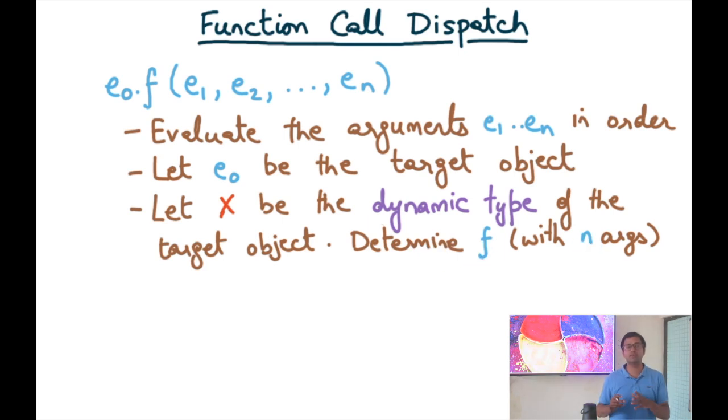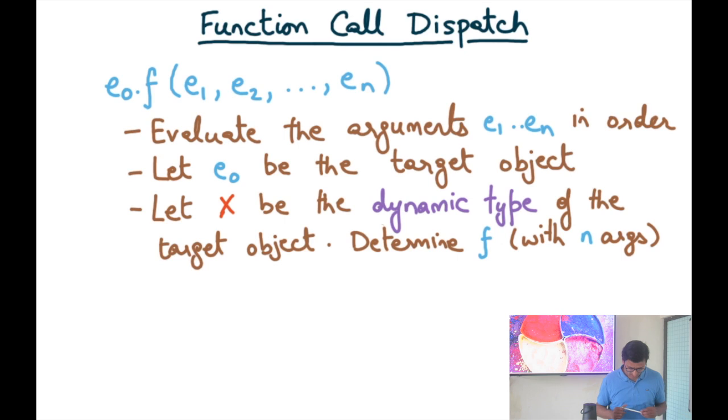Now recall that because of polymorphism, it's possible that the same name has multiple definitions with different number of arguments or different types of arguments. So when you determine f, you need to worry about that. Also, you need to worry about whether it is a virtual function or a non-virtual function. Recall that a virtual function has dynamic dispatch, whereas a non-virtual function has static dispatch. Both have different semantics because in the case of dynamic dispatch, the dynamic type is used to identify the implementation that needs to be used. In the case of static dispatch, it is the static type that is used to identify which function needs to be called.